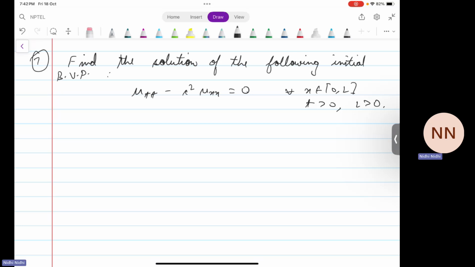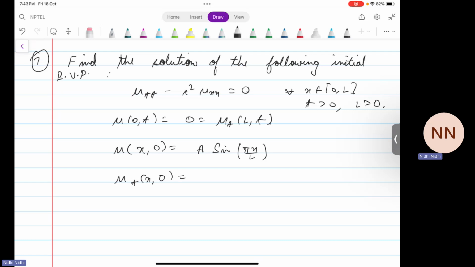Along with the boundary conditions, u(0,t) equals 0 is equal to u(L,t), and some initial conditions, that means at time t equals 0 we have u(x,0) equals a sine pi x by L, and u_t(x,0) is equal to 0. So we'll be basically using the method of separation of variables, and I know we have done such problems so many times. I would like you to try this first.